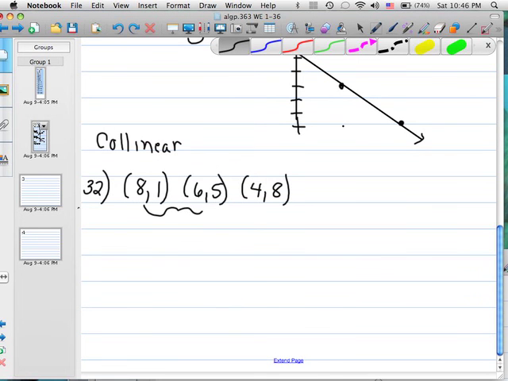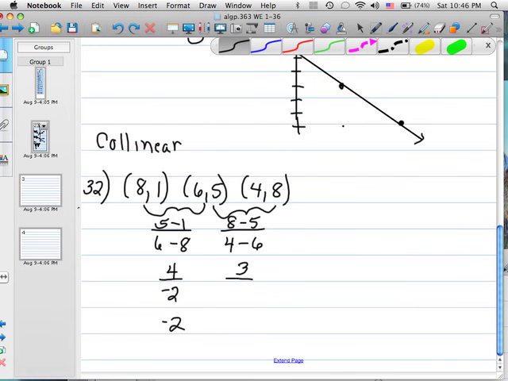So we're going to take these 2 and check their slope. Change in y, 5 minus 1 over 6 minus 8. So that gives us 4 over negative 2, so the slope is negative 2. Now check the slope between these 2. 8 minus 5, the change in the y's, over the change in x, 4 minus 6. That gives us 3 over negative 2, so that's negative 3 halves. They are not equal, so they're not collinear. They don't work.